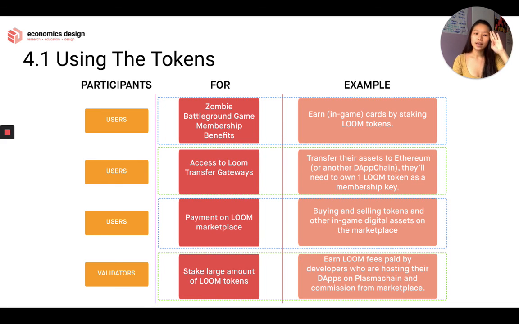And for validators, right now they're using DPoS, delegated proof of stake. And in the future, you can create your own dApps on Plasma Chain, and you can be one of the different validators where you can earn transaction fees. So this is in the future.